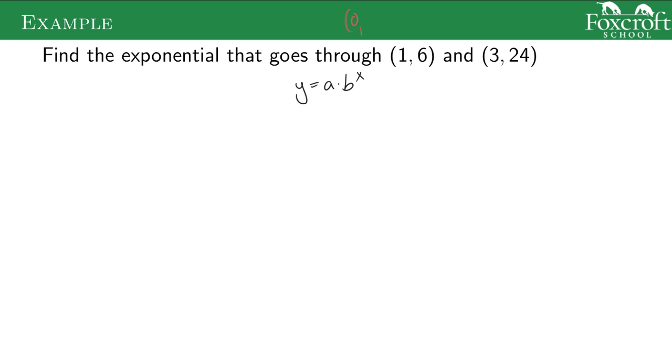And each of these points is x comma y. Right, so I plug in 1 for x, I get 6 for y. So that's going to be this equation. And if I plug in 3 for x, I get 24 for y. So that's this equation.